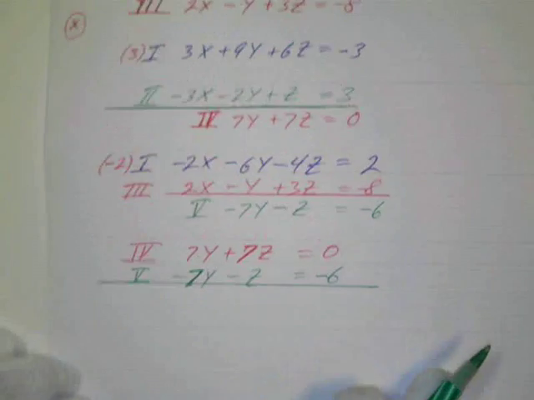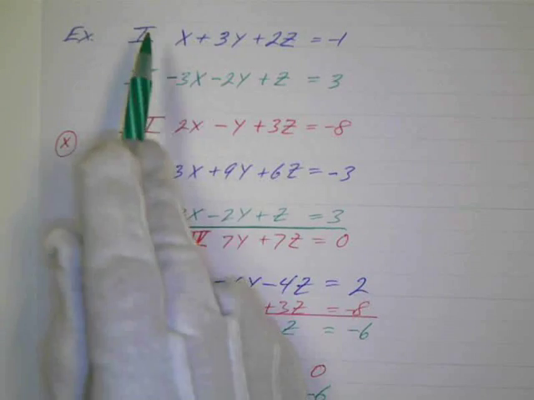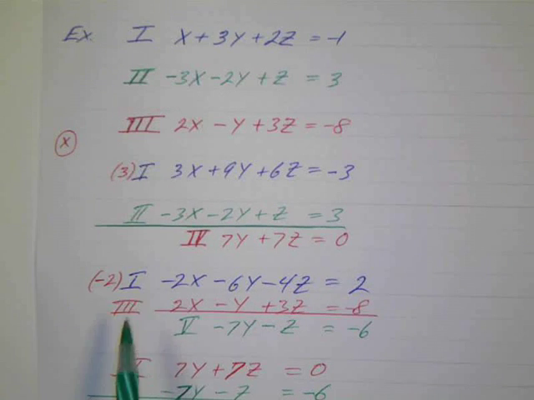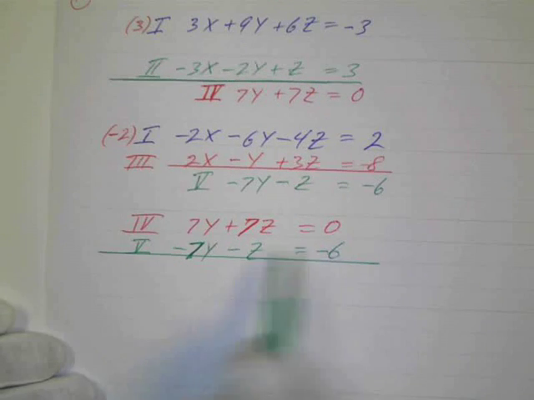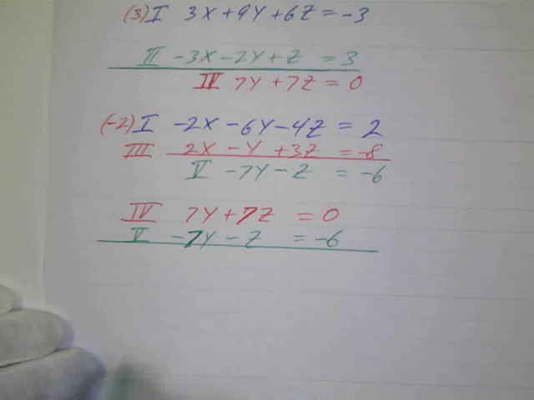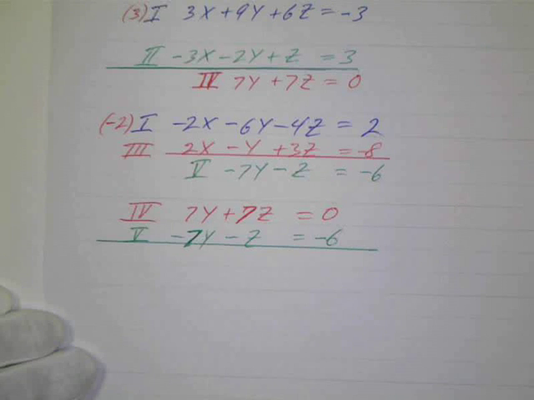So the main idea is to take two equations at a time and eliminate one of the variables, and then take a different two equations and eliminate one of the variables. So we used equation 1 and 2, then we used equation 1 and 3, and we came up with two equations, and then once you have two equations with two unknowns, you know how to solve those because we already did that.